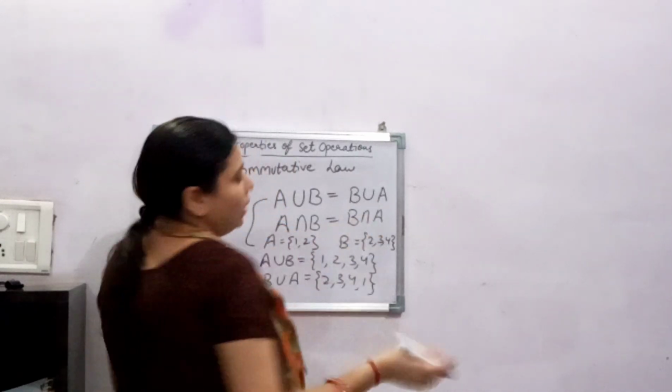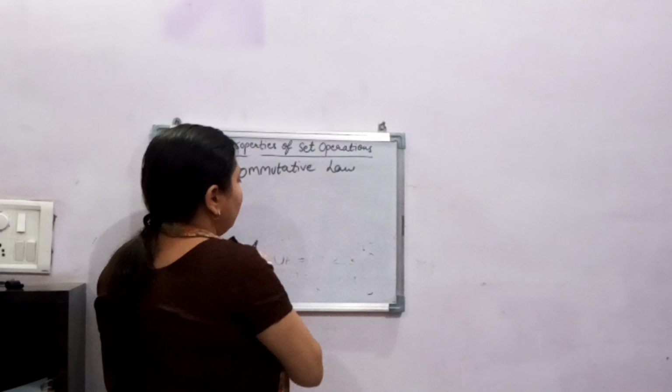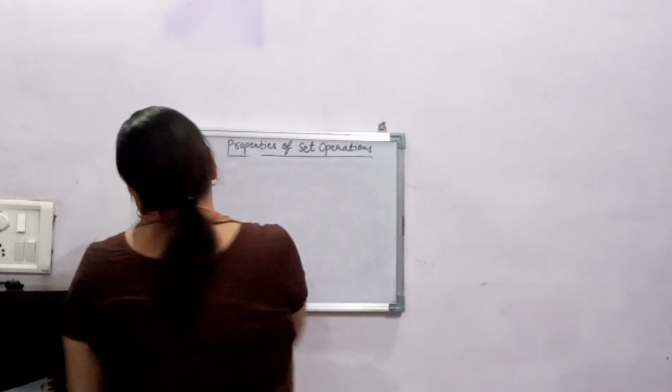The second one, intersection, you will do yourself. This is an exercise for you. Try to do it yourself. So these are the commutative laws.